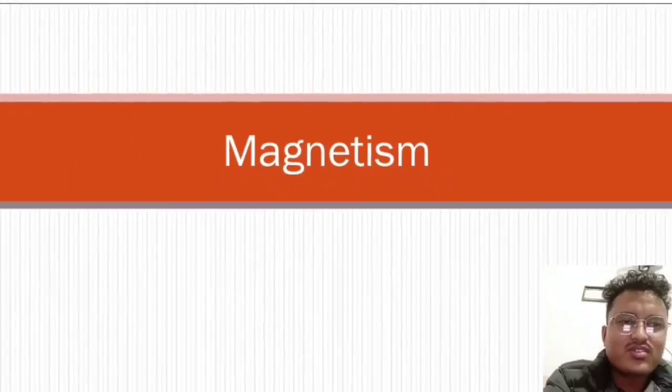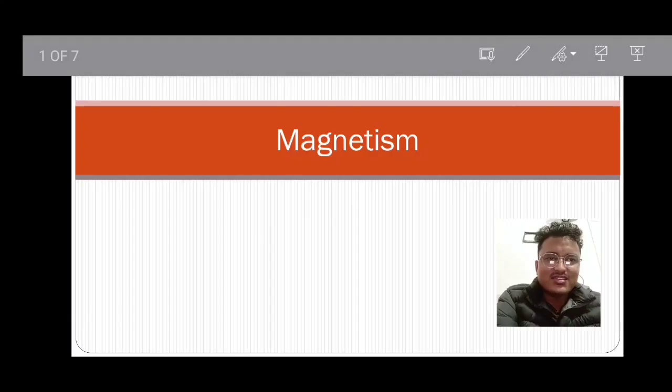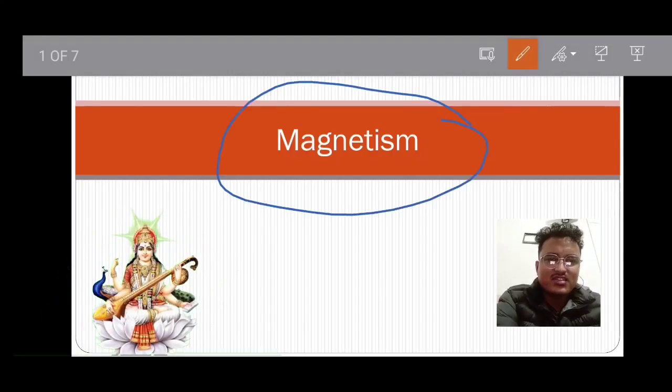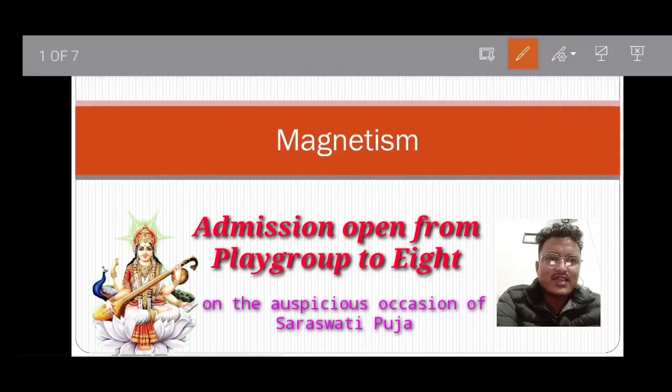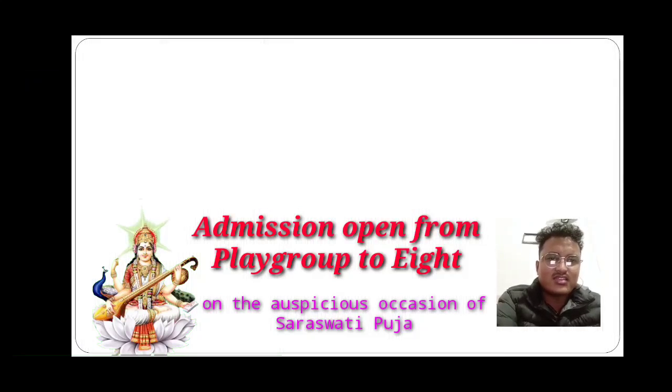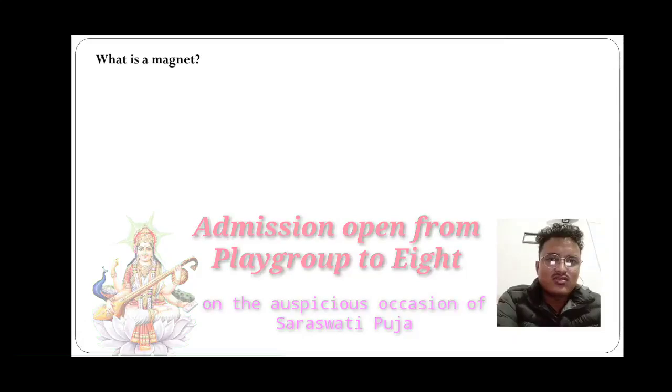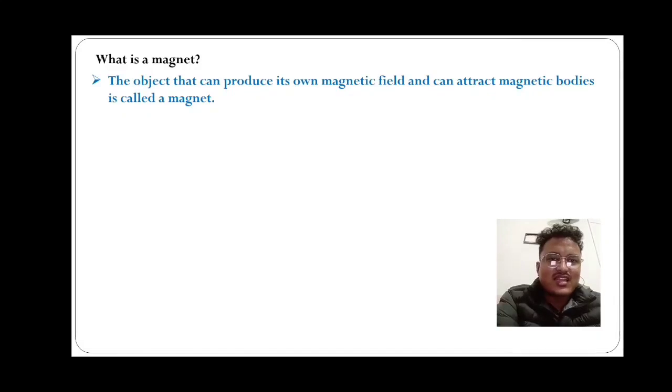So the topic we're going to discuss today is magnetism. It's a very easy and interesting topic. When we talk about magnetism, the first thing that comes to our mind is: what is a magnet? We all know what a magnet is, but by definition, an object that can produce its own magnetic field and can attract magnetic bodies is called a magnet. So what does that mean?